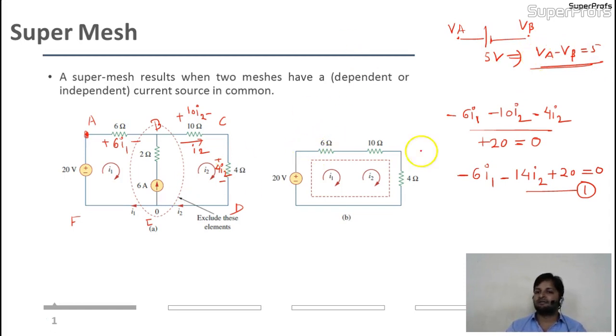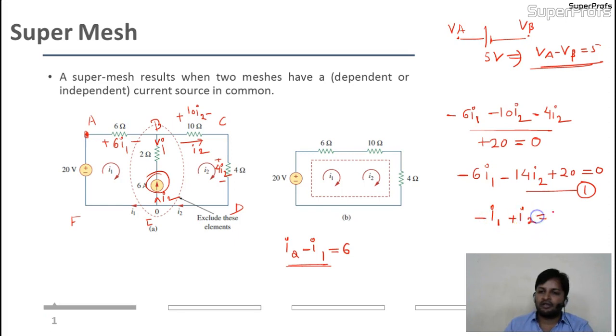We were forming the equation from that particular super node. Here also, we'll form one equation from this super node. See, here the current I1 is coming from this direction, and I2 is coming from this direction. The resultant is 6, so I2 minus I1 equal to 6. Is it okay? Why I2 minus I1, why not I1 minus I2? Because the resultant current is the upward current. So our equation is minus I1 plus I2 equal to 6. Equation 2. Now I can easily solve for I1 and I2.